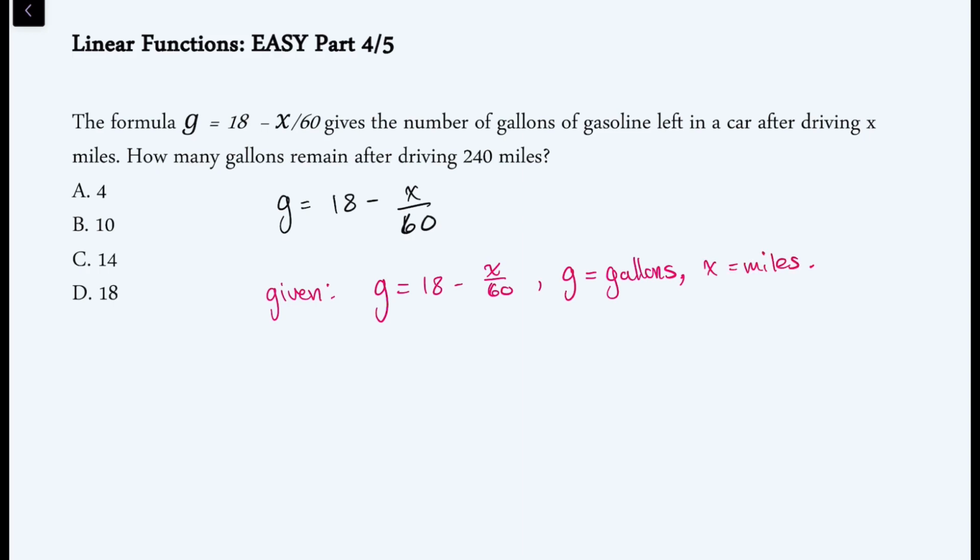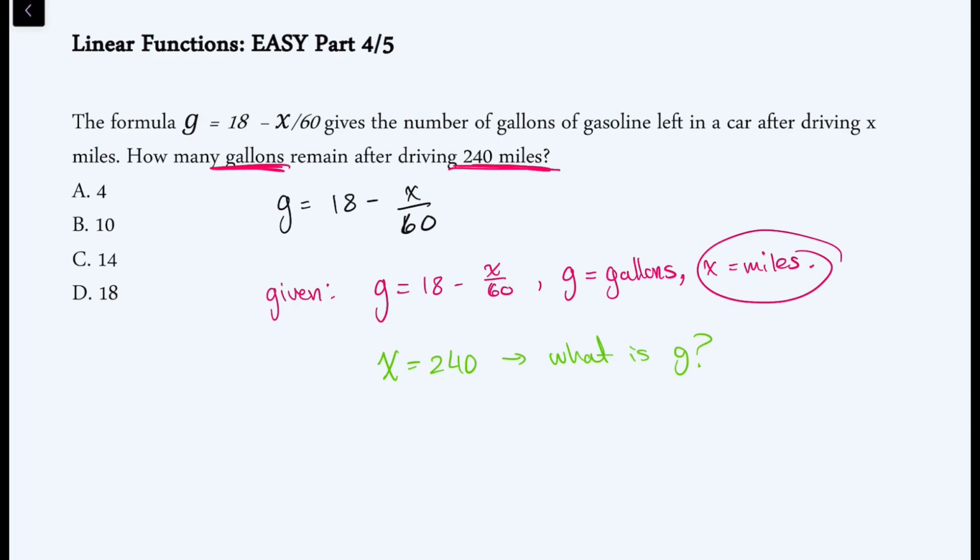Okay, well, what is it actually asking us? It's asking us how many gallons remain after driving 240 miles. Well, x is miles. So they're saying if x is equal to 240 miles, how many gallons? And we know gallons is G. So what is G? That's what they're asking. That's how you digest this problem.